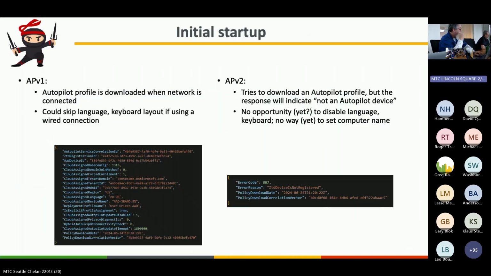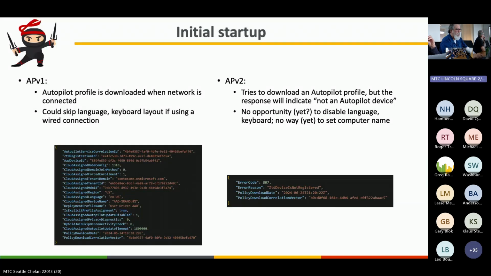So at this point, not a whole lot of visible differences, but if you look at the responses coming back from the service, which end up getting written into JSON files on the computer, you can see that we got the Autopilot profile setting in the first case for Autopilot V1, but for Autopilot V2, we just got an error 807 back saying the device isn't registered.